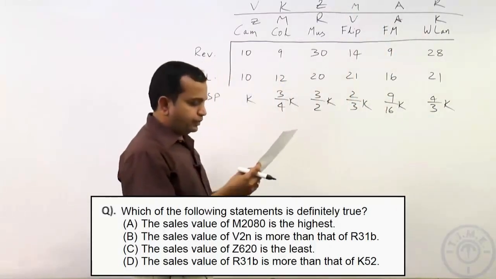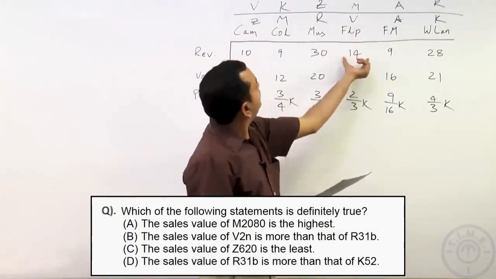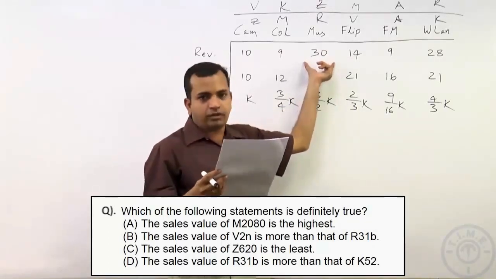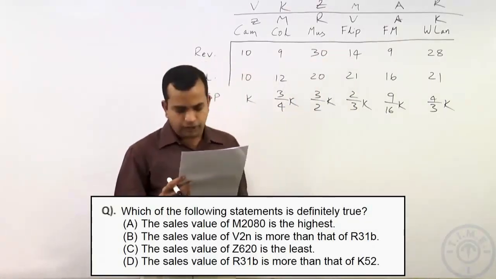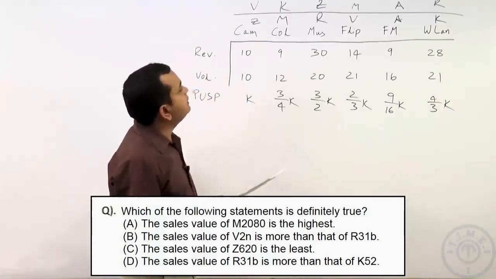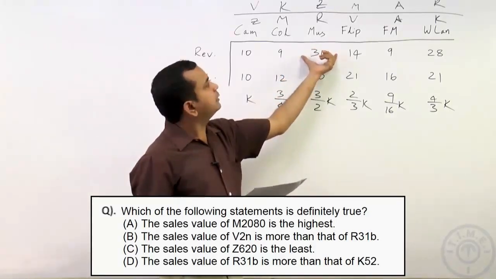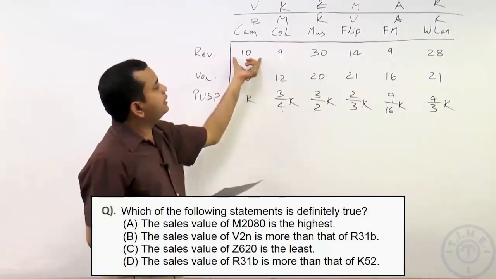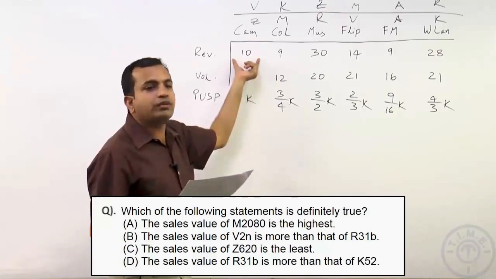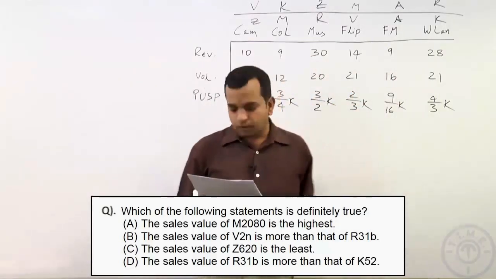Let us take case 2. In case 2 we again look at V and R. In case 2 V is 14 and R is 30. So, even in case 2 V is not more than that of R. So, statement 2 will have to be false. Statement 3, the sales value of Z is the least. The sales value of Z is 30 here in case 1 and 10 in case 2. Now, even in case 1 or case 2 the sales value of Z cannot be the least because we have 9s here. So, statement 3 cannot be true.